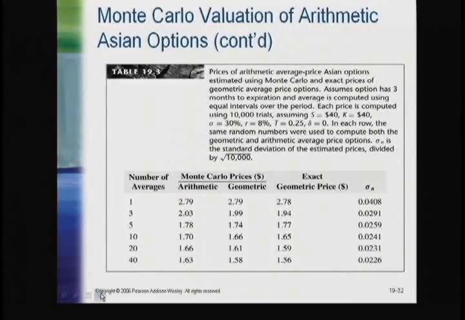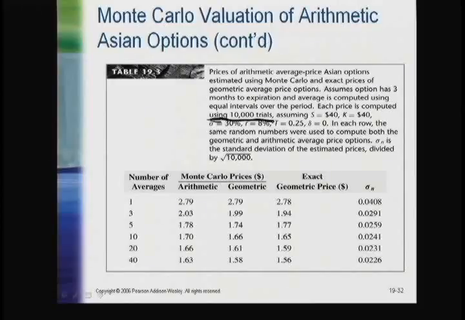So here's a table of values that is in the chapter, table 19.3. It shows you the number of paths that went into the averaging. So there are 10,000 trials. Each one of the prices uses 10,000 trials.